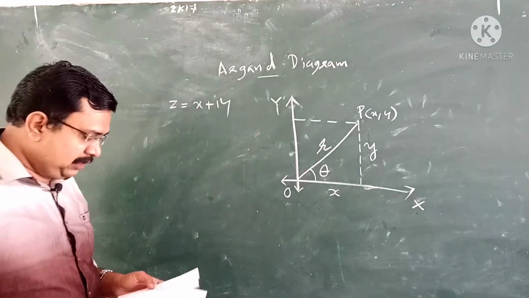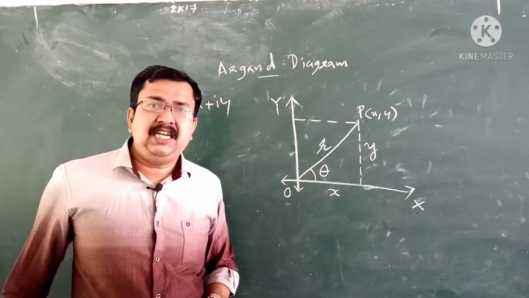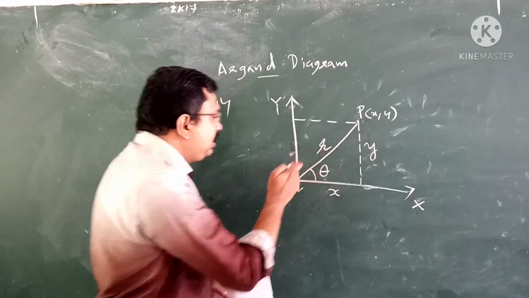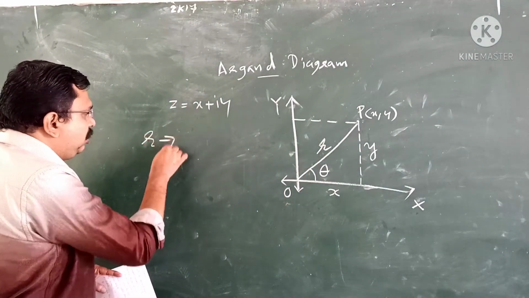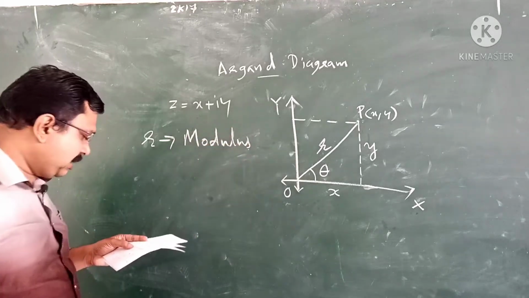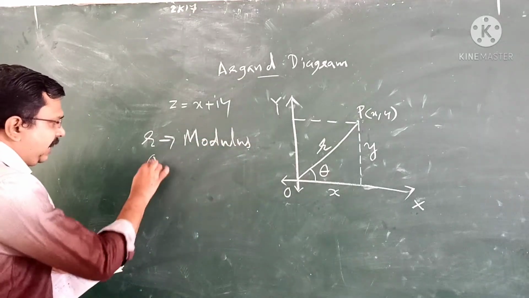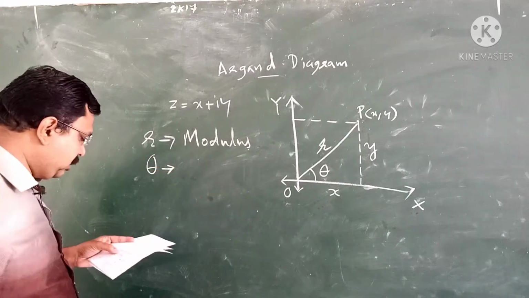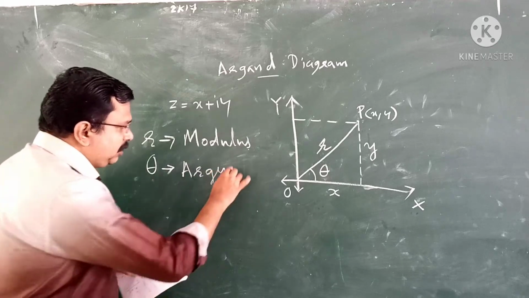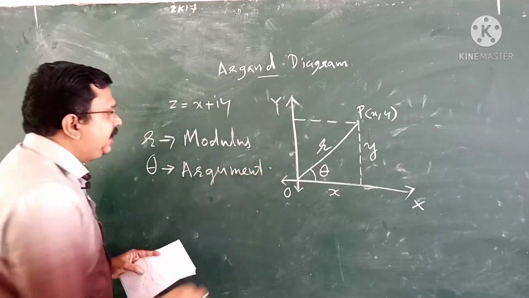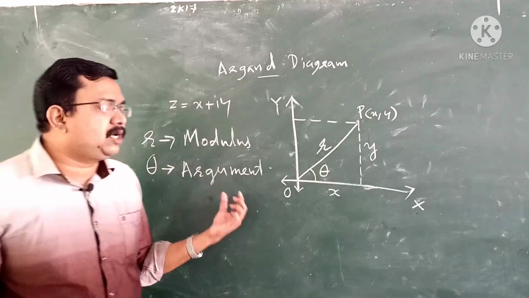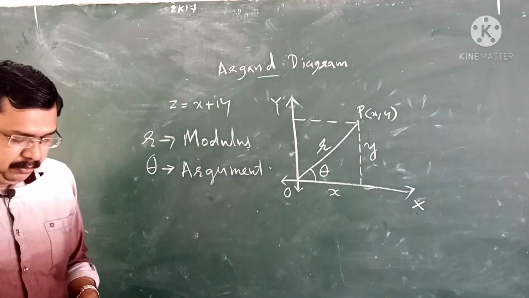Now listen. Here the distance OP is called the modulus. Here r is our modulus, and the angle theta is called the argument. Remember that r is called the modulus and theta is called the argument.